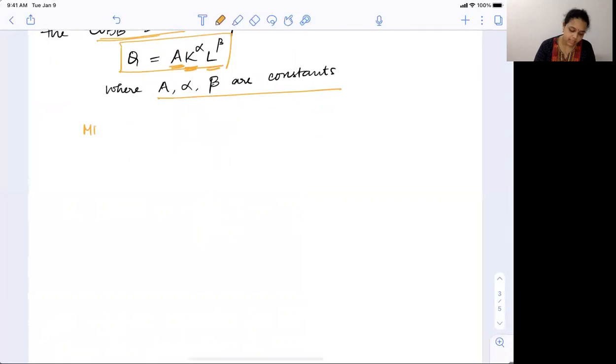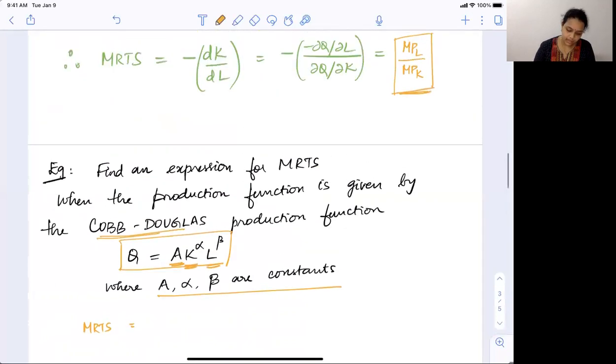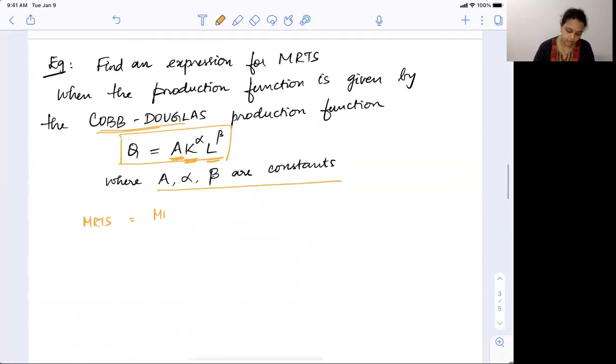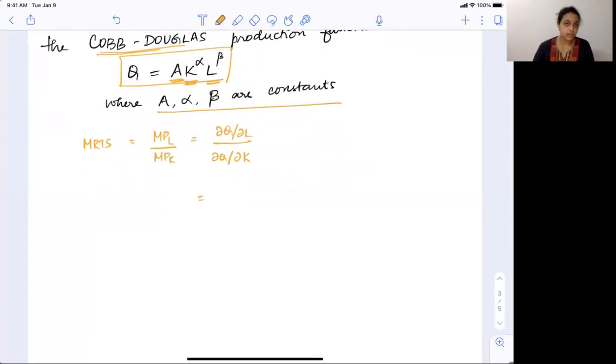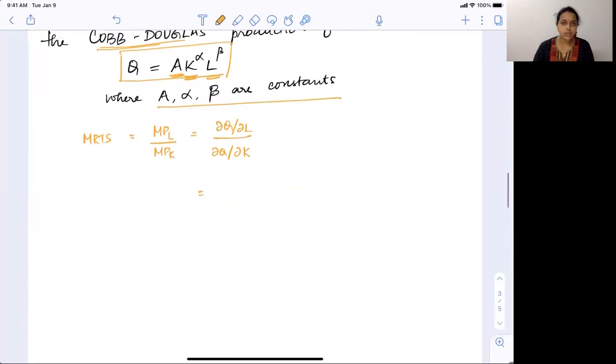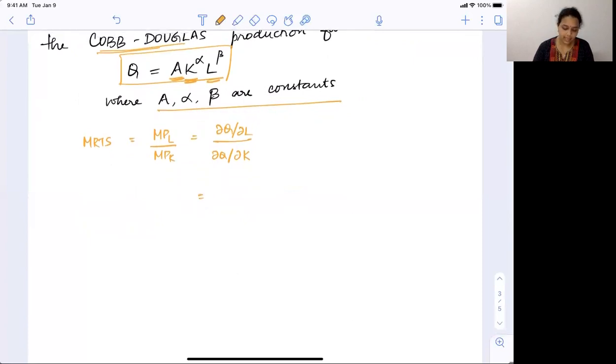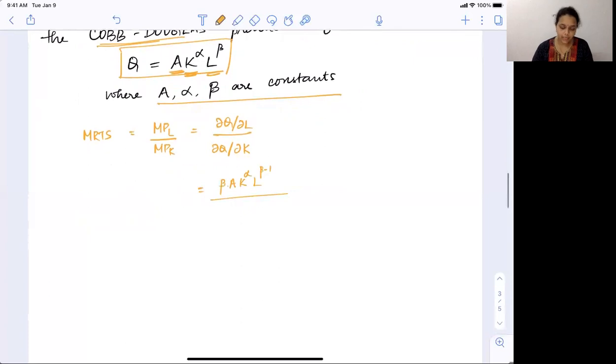So MRTS, it was right here, is just MPL by MPK. MPL is just dQ by dL, and MPK is just dQ by dK. I'm just going to compute all of this in one step and put it together. So dQ by dL is going to be beta times A, K to the alpha, L to the power beta minus 1. I'm just going to treat K as a constant in that one. And when I do the denominator, dQ by dK, I'm now going to have an alpha, and then A, K to the alpha minus 1, L to the beta.